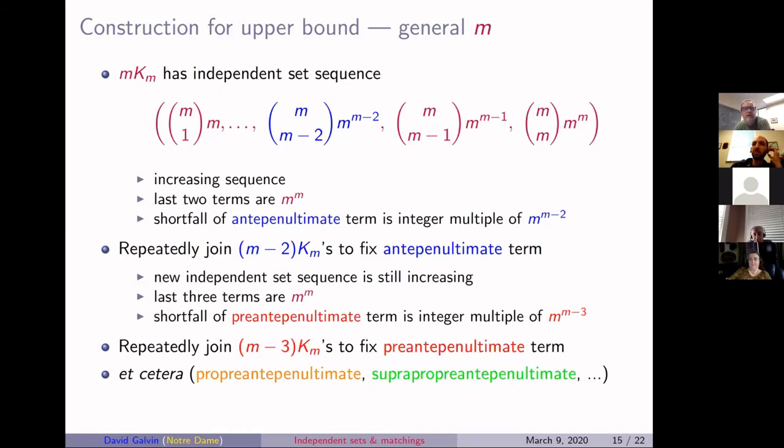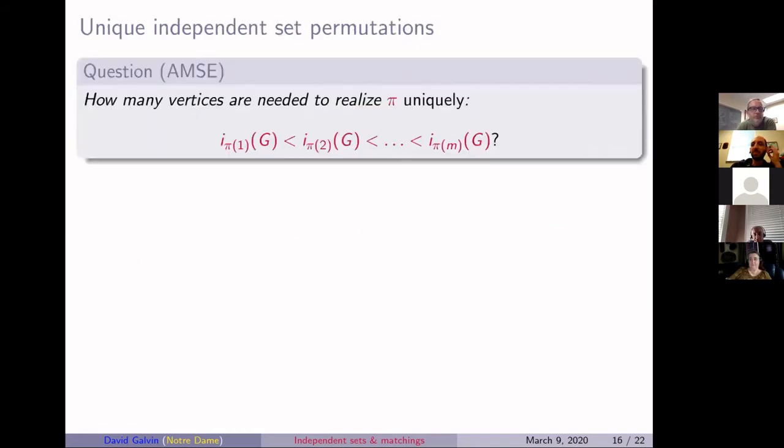Okay, so that finishes the discussion of the independent set sequence. We've just shown that m to the power m is precisely the worst case, and it's enough. It's enough for every permutation, and there are some permutations for which it really is needed.